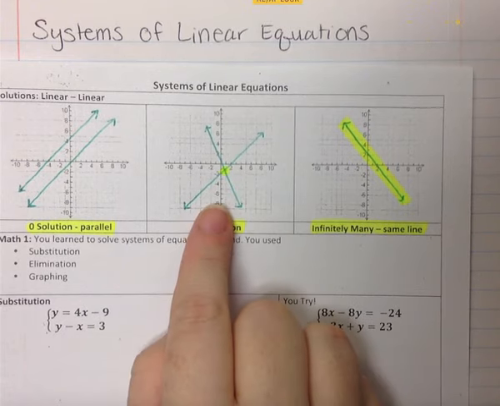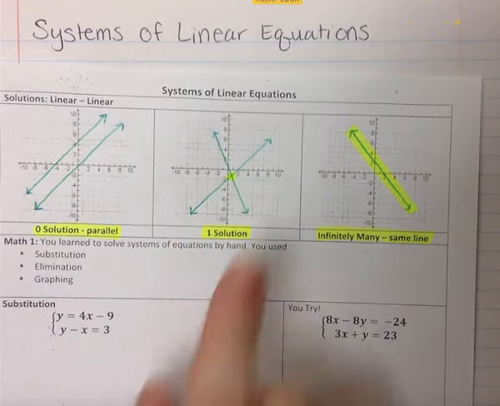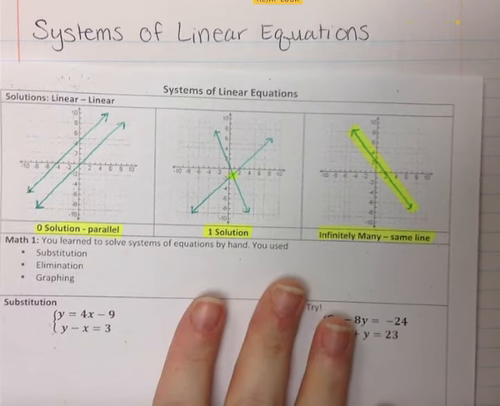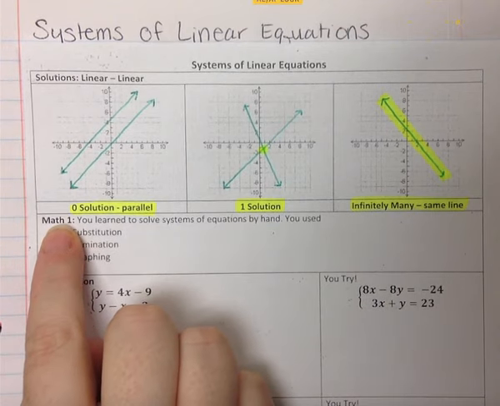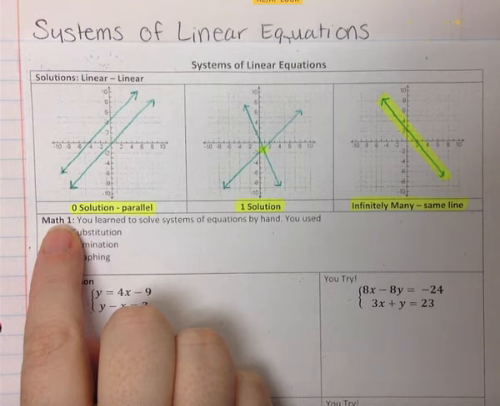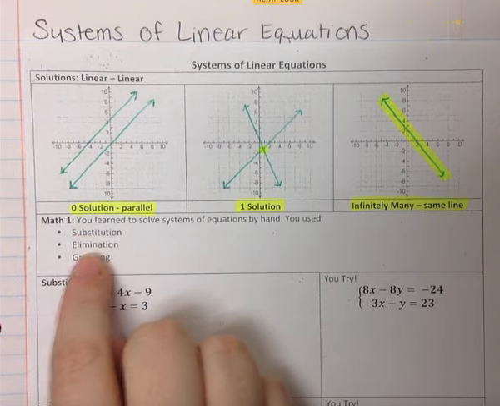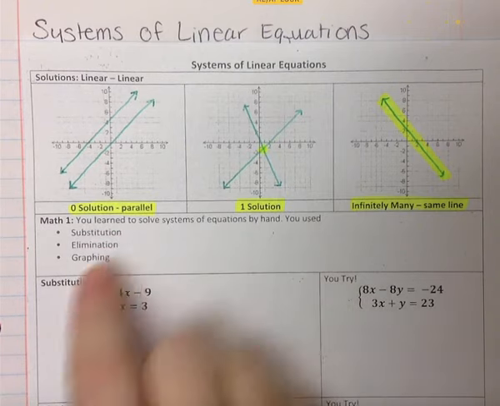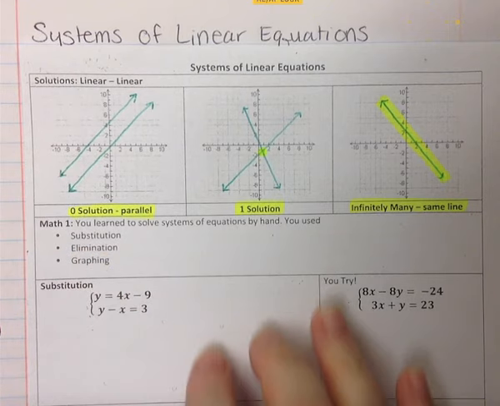So as I said, when you do have one solution, it is sometimes difficult to find it on the actual graph. This is why we must know how to solve systems algebraically or by hand. Now, if you recall from Math 1 or Algebra 1 or whatever course you took before this, you learned about substitution, elimination, and graphing. We're going to be using substitution, elimination, and graphing to solve systems.